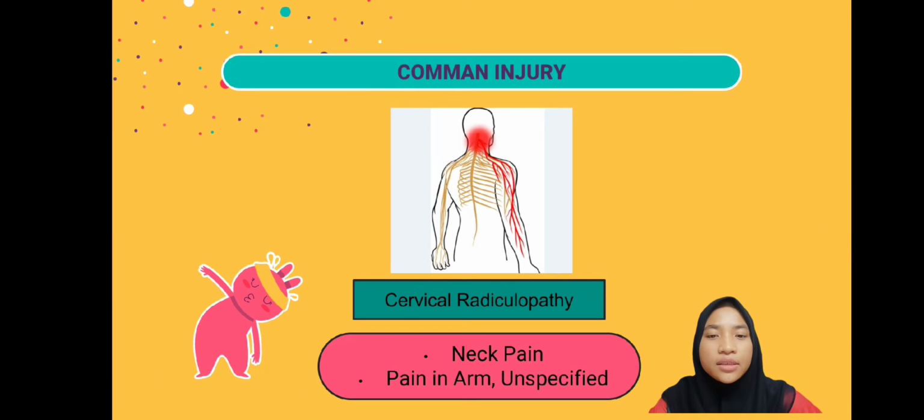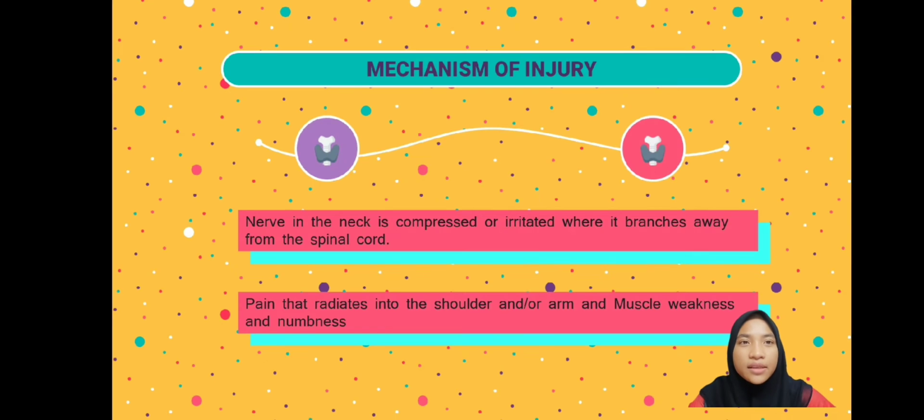One injury is cervical radiculopathy, neck pain, pain in arm unspecified. The mechanism of injury is a nerve in the neck is compressed or irritated where it branches away from the spinal cord. Pain radiates into the shoulder and or arm, with muscle weakness and numbness.